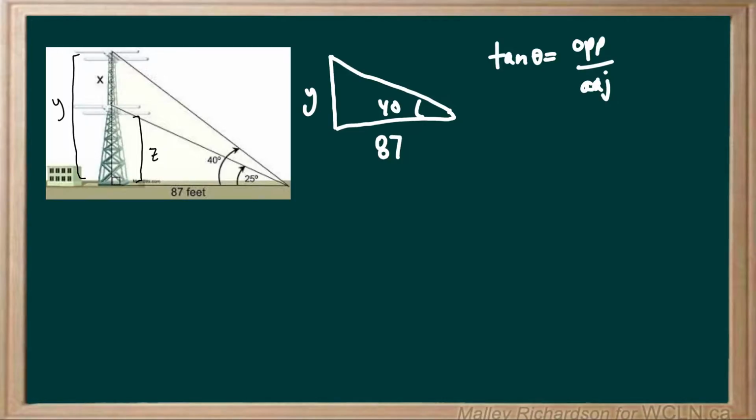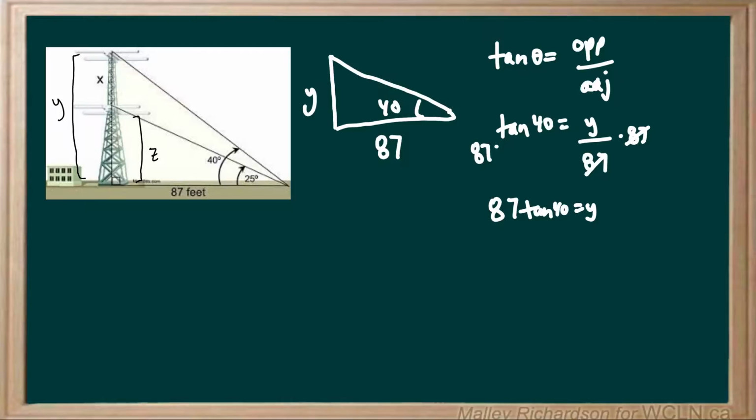Now we plug in what we know. We know theta is 40 degrees, so we have tan 40 equals opposite, which is y, over adjacent, which is 87. And then cross multiply by 87, where these 87s cancel out, and we're left with 87 tan 40 equals y. And then when we plug that into our calculator, we get 73 feet equals our distance of y.